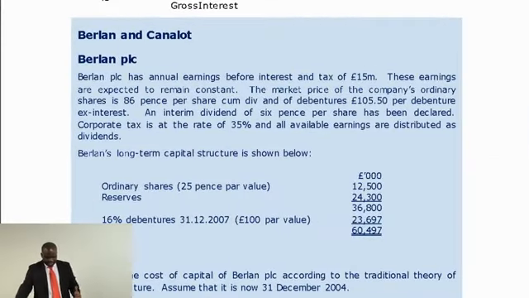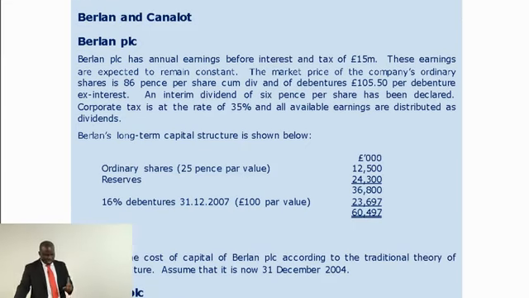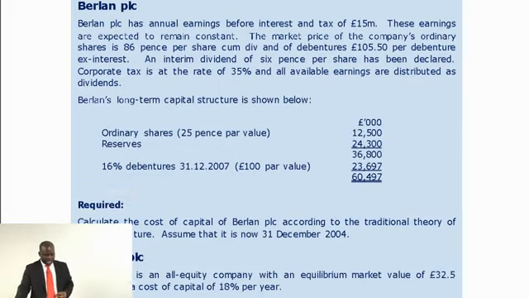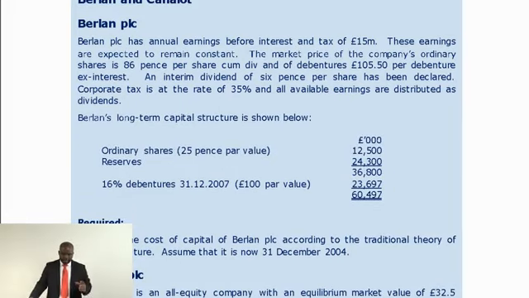There are two questions in here, so I want us to handle them one after the other. I'm reading Berland and we solve it, and when we finish, we come to Canalot and we solve it. So I start. Berland PLC has annual earnings before interest and tax of 15 million. These earnings are expected to remain constant. The market price of the company's ordinary shares is 86 pence per share, cum div, and of debentures 105.5 per debenture, ex interest.